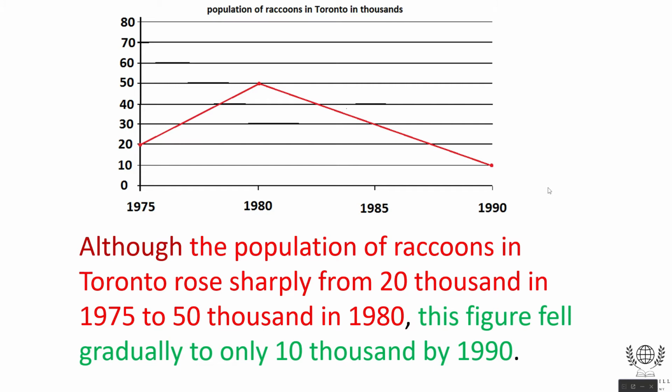Although combines the concept the population of raccoons in Toronto rose sharply from 20,000 in 1975 to 50,000 in 1980, and the subsequent secondary trend, this figure fell gradually to only 10,000 by 1990. So we're actually combining two sentences or two trends together using the subordination although, which gives us a complex sentence.